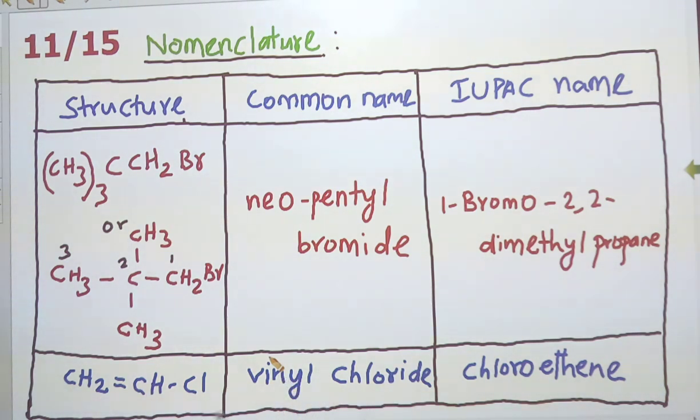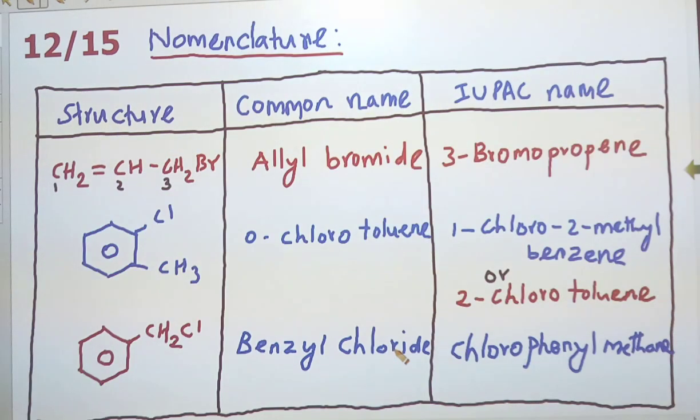Next structure, we already studied that when the halogen atom is directly attached to an sp2 hybridized carbon, we can call it a vinyl group. So here the halogen is chlorine, so vinyl chloride. The IUPAC name will be chloroethene. If you go for another structure, CH2=CH-CH2Br, you can give numbering from left to right, because instead of numbering from the halogen, you have to give numbering from the double bond. So here the common name will be allyl bromide.